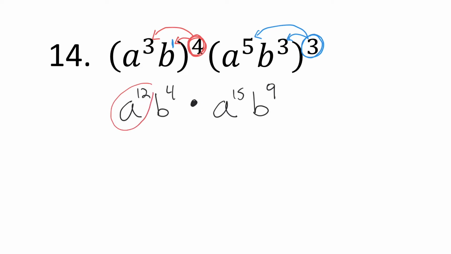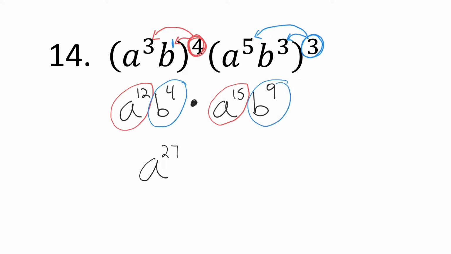So let's do the a's first. A to the 12 times a to the 15. Keep the a and add the exponents. 12 plus 15, that's going to be 27. And b, you have b to the 4th and b to the 9th. So you keep the b and you add the exponents. 4 plus 9 is 13. So my answer is right there.